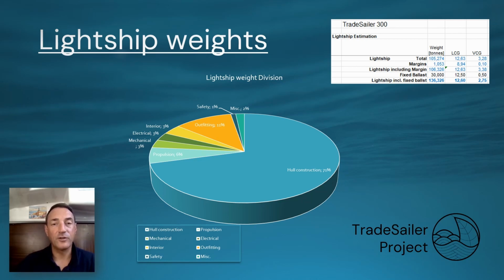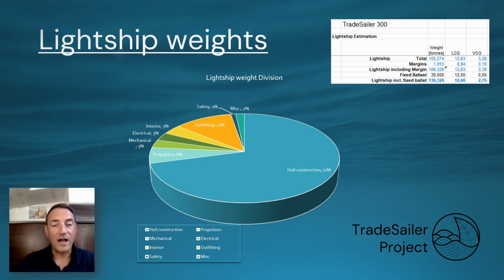So I've calculated all the lightship weights, all the locations, and the weights themselves. And this is the sum, the total. So as you can see, a large part of the weight is the hull construction, a very large part. So there you can see if you can win a little bit on the hull construction, you can win a lot on the total weight of the boat.